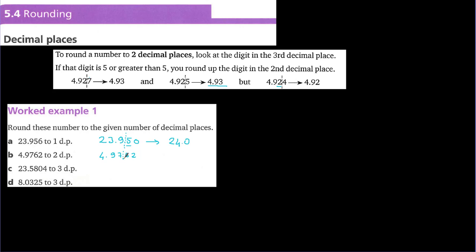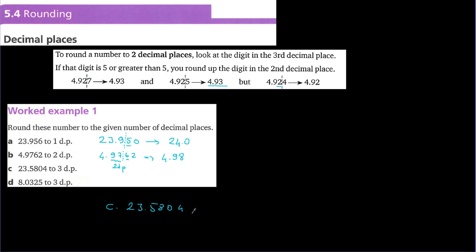Okay, now for 2 decimal places, 0.9762. Here is 1 decimal place, here it is 2 decimal places. The previous number is equal to 6, so when you round this one up, it's going to be 4.98.